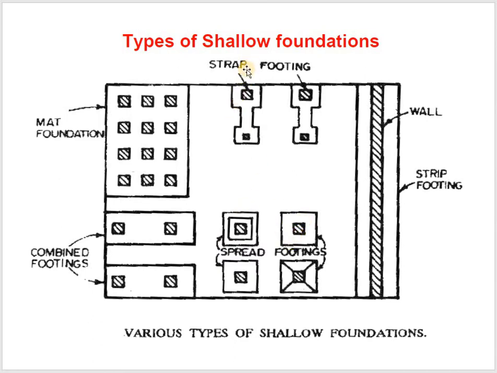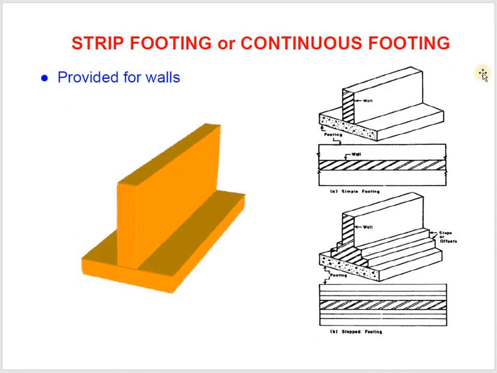Another type is a strap footing. That means you are combining two different footings together, so it is called a strap footing. And then this is a similar case of combined footing. Combined footing and strap footing are almost similar. I will explain in detail what it is and in which situation you will use it. And then finally comes the mat foundation. That means on a huge mat there are small columns or pedestals.